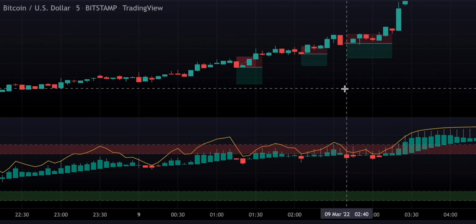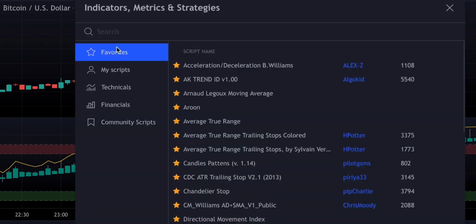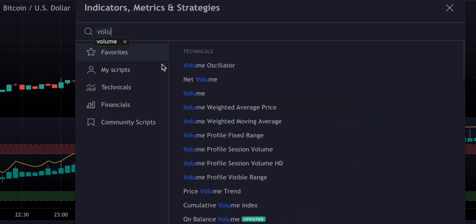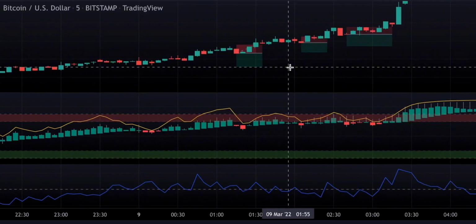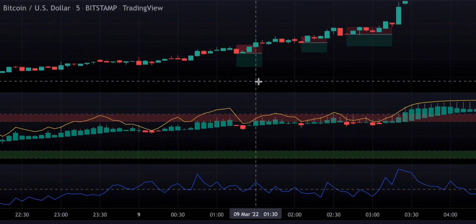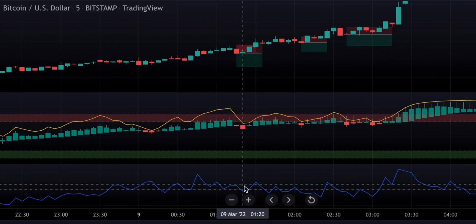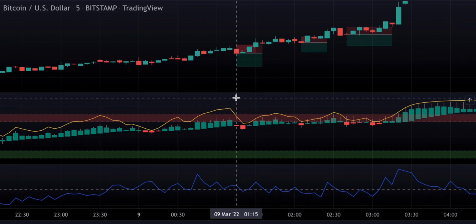So in order to eliminate the majority of these losses, we're going to add another indicator to our chart, and that's going to be a volume oscillator. So if you watched my previous videos, you probably know how this indicator works. So we can only enter the trade if this blue line is above this 0 line. If the line is below, this means that we have not got any volume in the market, so we avoid taking that trade. Okay, so let's actually see.